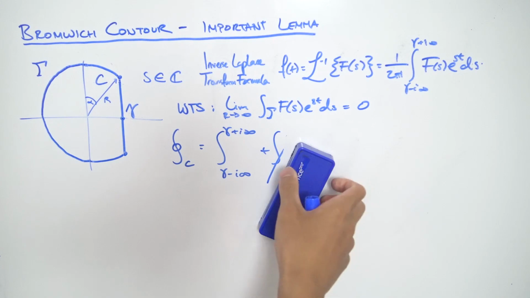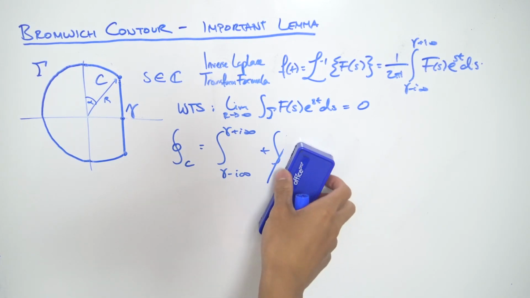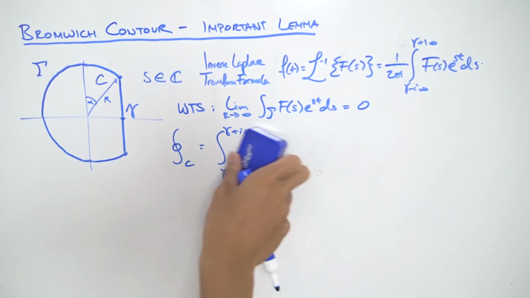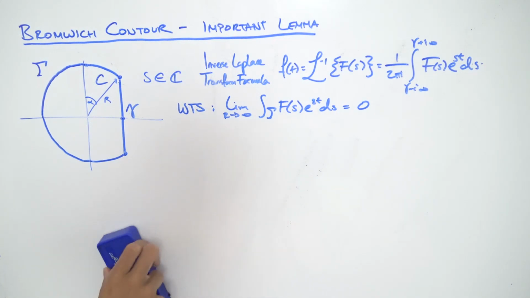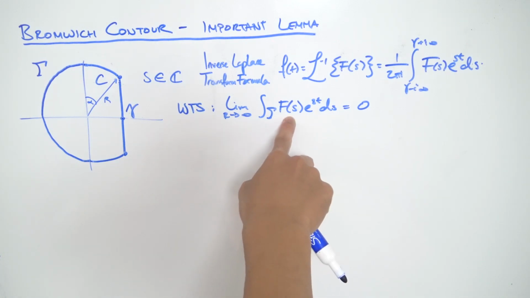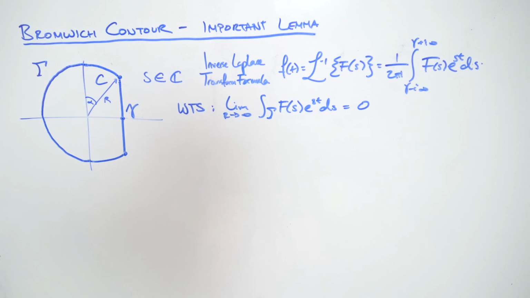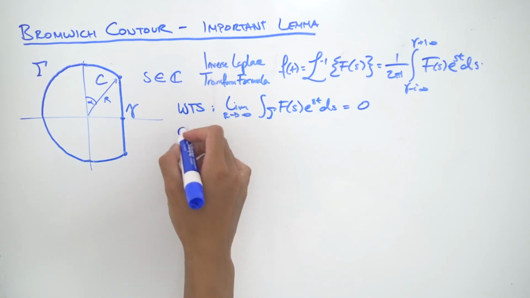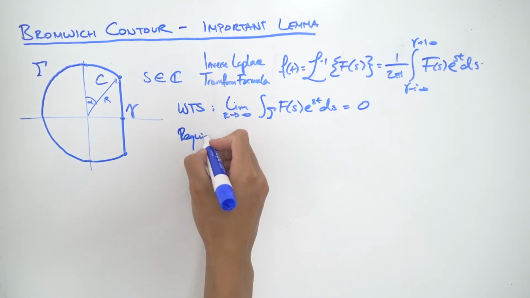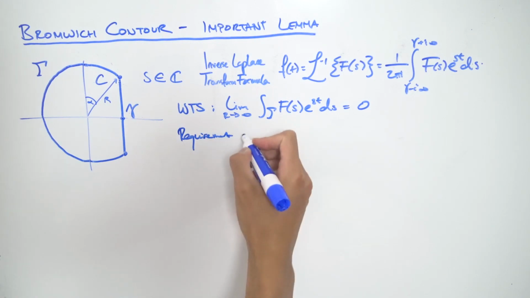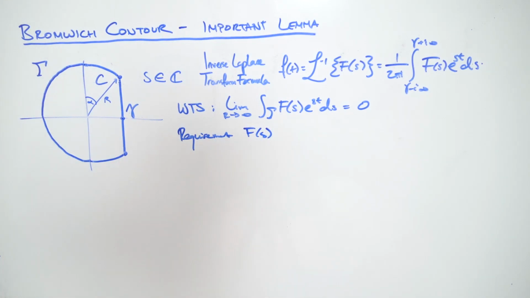I'm going to be proving it in this video because we are going to be using it for later videos, and I don't want to prove the same thing over and over again. So let's go ahead and show that this is true. So first of all, I'll need to impose some restrictions on our F of s. It can't just be any function, otherwise this wouldn't really work. So we have the requirement that our F of s is expressible as the quotient of two polynomials.